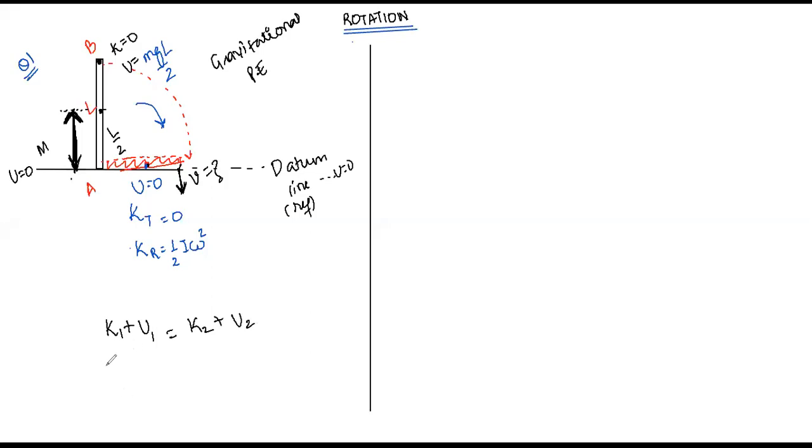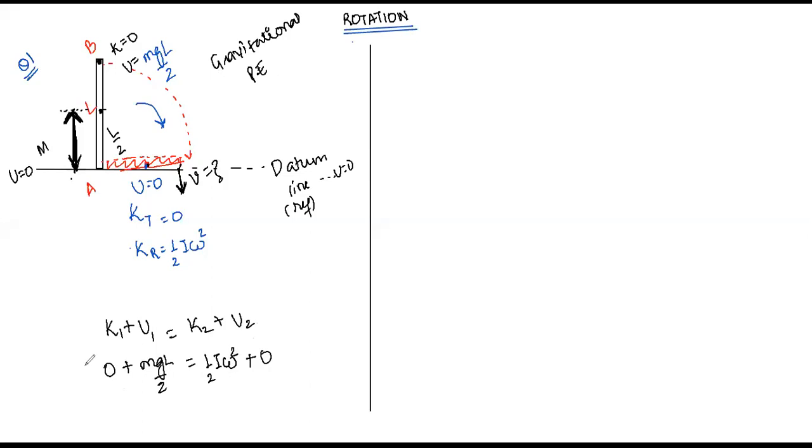So here kinetic energy was 0, potential energy is mgL by 2, right? And at the ground, the kinetic energy is half I omega square because there is rotational motion. And on the ground, I have taken potential energy as 0. Okay.